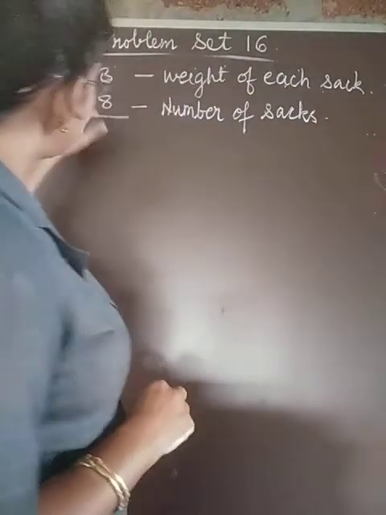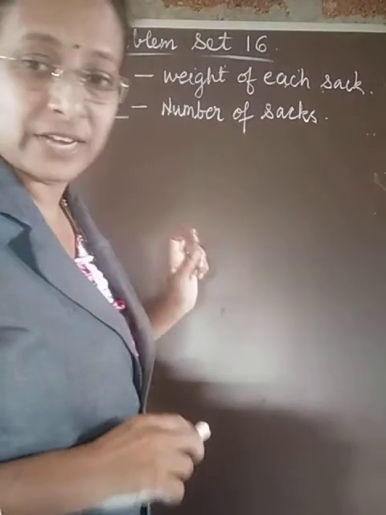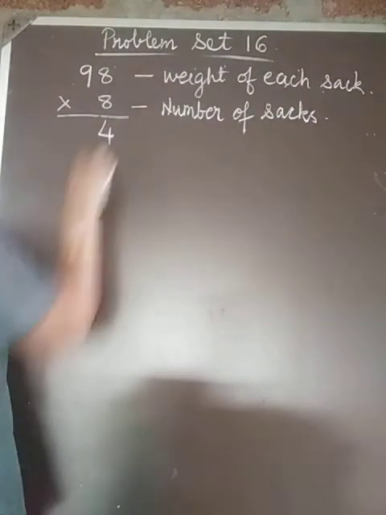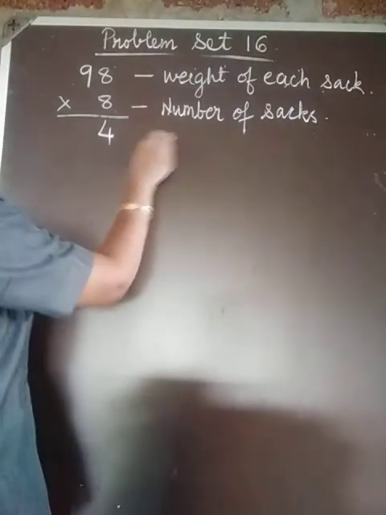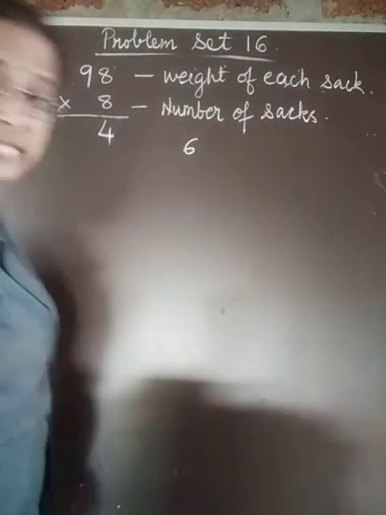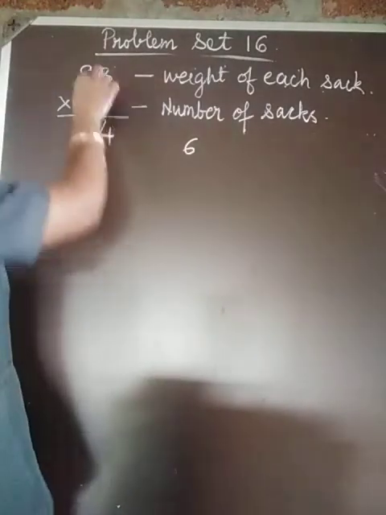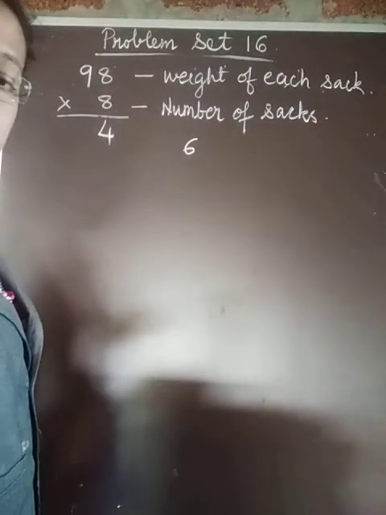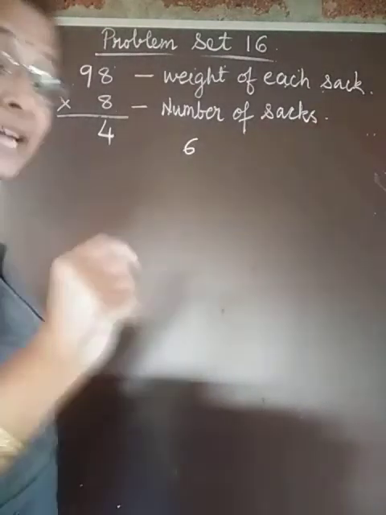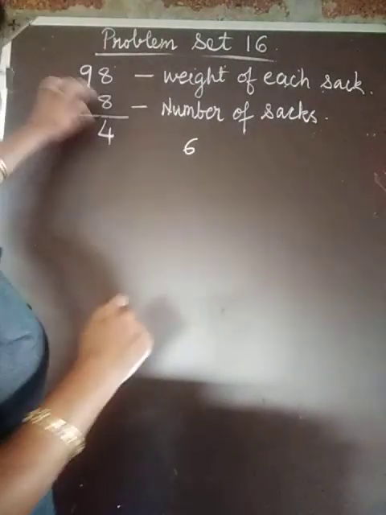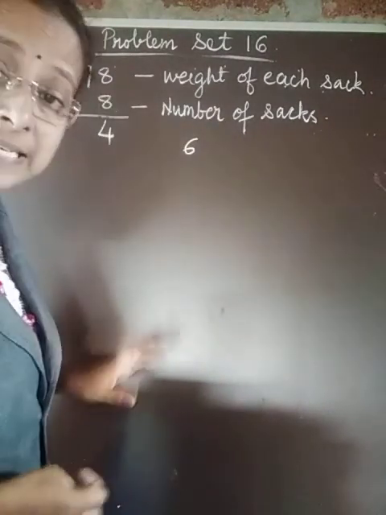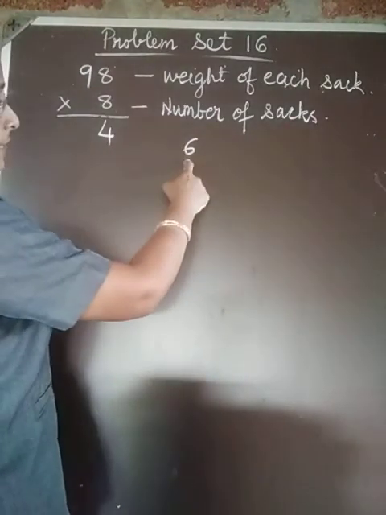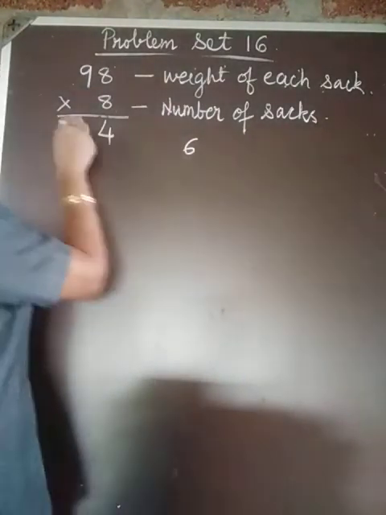Now what do we have to do? We have to multiply. Fine, student. So 8 fours are 32... 8 times 8 is 64. Carry 6. Now how much is 9 8s? It is 72. 9 8s are 72, or 8 9s are 72. 72 plus this 6 becomes 78.